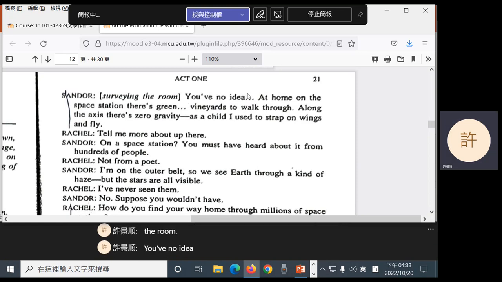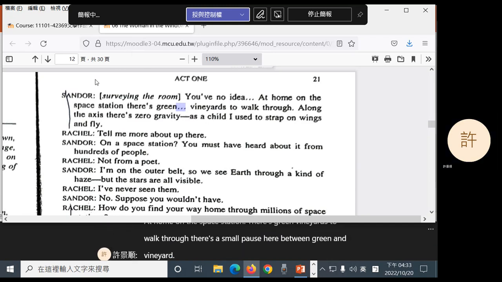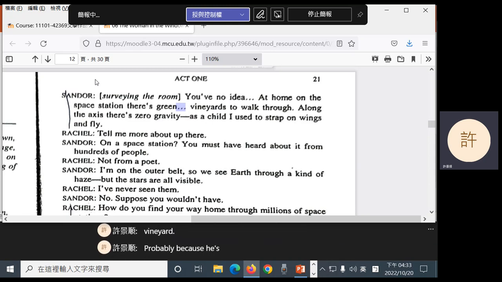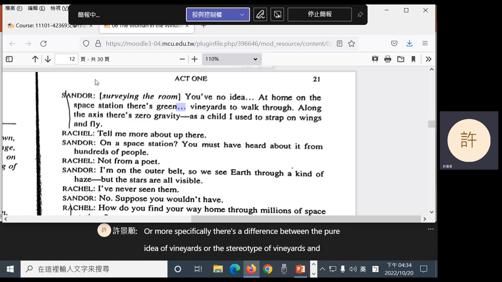You've no idea. At home on the space station, there's green vineyards to walk through. There's a small pause here between green and vineyard. Probably because he's thinking that the word vineyard is not exactly the word that he wants. A vineyard is simply a place where you grow grapes. But this hesitation tells us that there's a difference between vineyards on Earth and vineyards in space. Or more specifically, there's a difference between the pure idea of vineyards, or the stereotype of vineyards, and what vineyards actually look like on a space station. So that's why he kind of hesitates to say this word. It does not exactly fit with the usual idea of a vineyard, but it is a vineyard. It's a place to grow grapes.